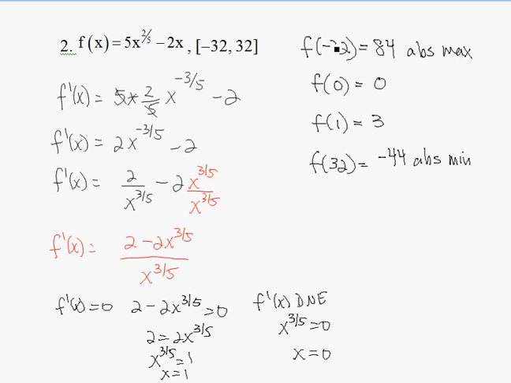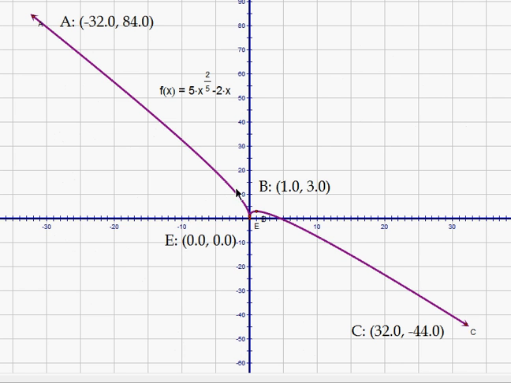So notice that from negative 32 to 0, it's decreasing down to 0. So this is a local min. And then from 0 to 1, it's going up in function value from 0 to 3. So therefore, this must be a local max. Also, we know that because we know what the graph looks like. It comes down, it bounces. So this is when the derivative was undefined. We set the denominator of the derivative equal to 0. Then it bounces back up, we get a local max, and then it goes out to the absolute min at 32, negative 44.